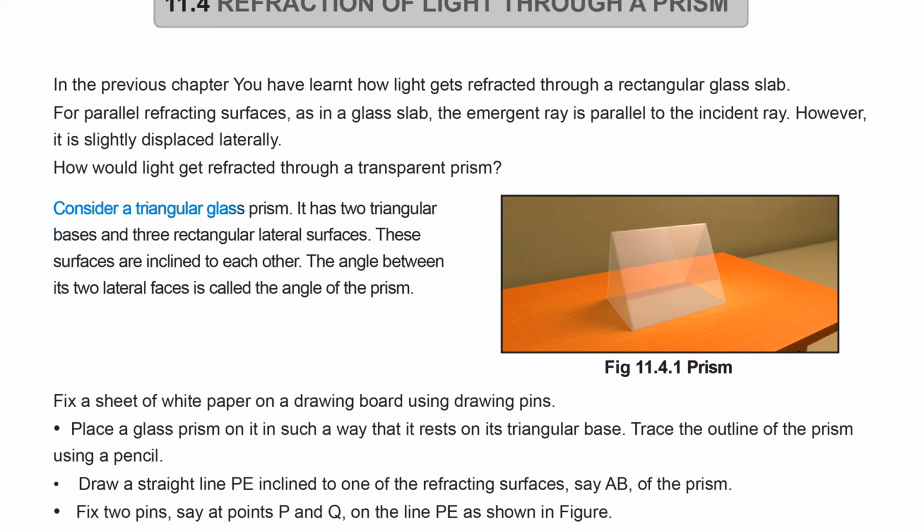Consider a triangular glass prism. It has two triangular bases and three rectangular lateral surfaces. These surfaces are inclined to each other. The angle between its two lateral faces is called the angle of the prism.